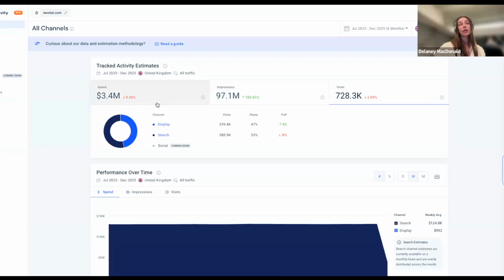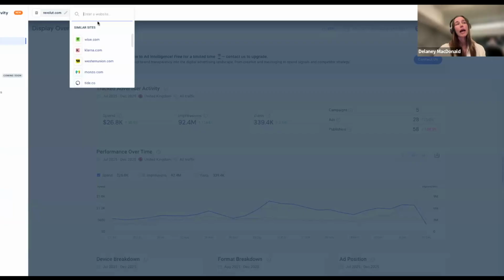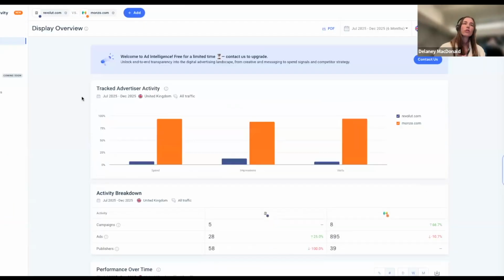As a second area of research, I would want to understand more about what they're saying to attract those visits and how. So we're going to get answers to that by coming into the overview section here. And in the overview section, what I'm going to do now is add Monzo into the mix. This is where I can start to benchmark and really contrast and compare the strategy between these two players to understand what it is that Revolut is doing that Monzo needs to pay closer attention to.